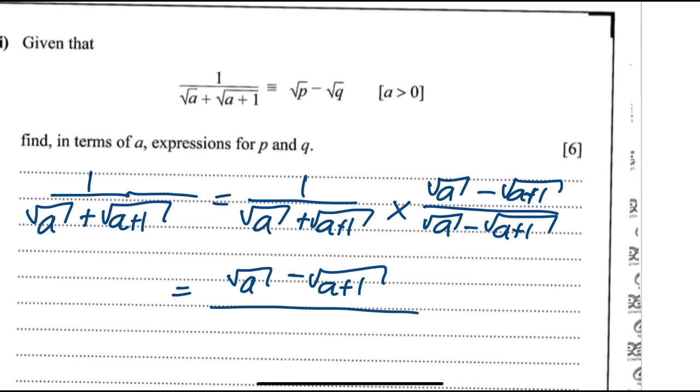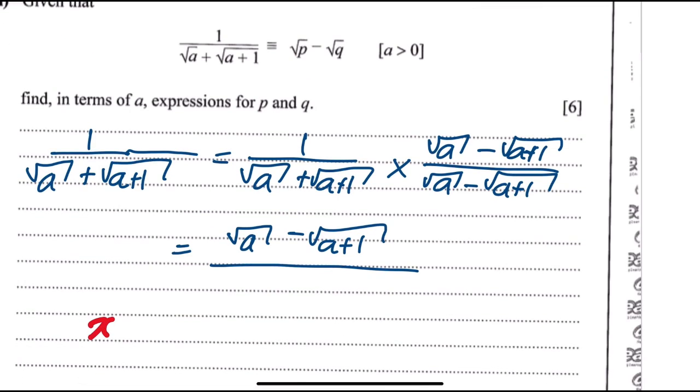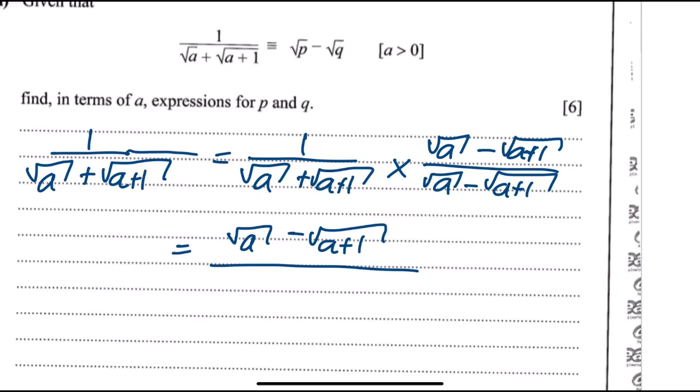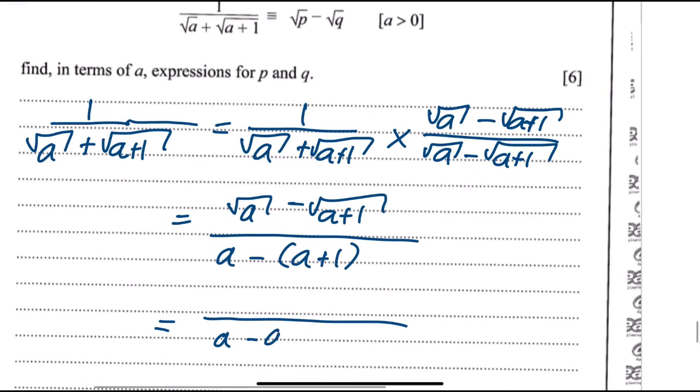And on the bottom, and people find this difficult, but you shouldn't find it difficult if you learn this result. What you've got on the bottom is x plus y upon x minus y, with your x being root A and your y being root of A plus 1. And that identity tells you if you do it out, you'll get x squared minus y squared. So that's the difference of two squares. So really, what you're going to get is A minus A plus 1 on the bottom line, and then that works out to be, sort out that bottom line, you're going to have A minus 1.